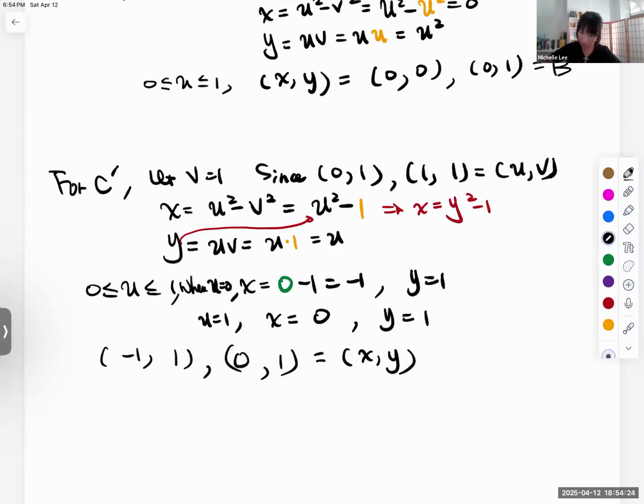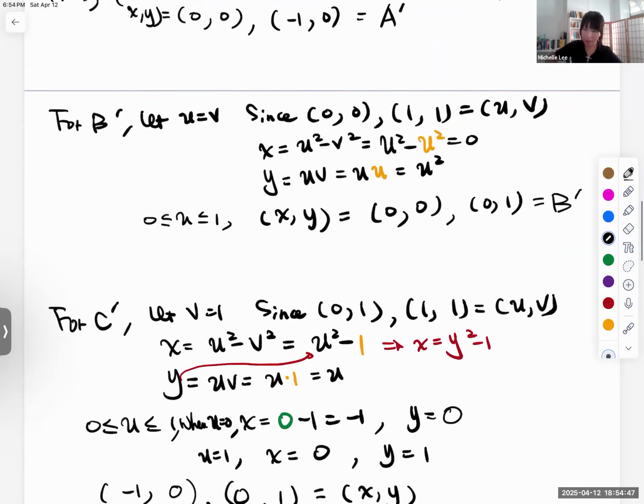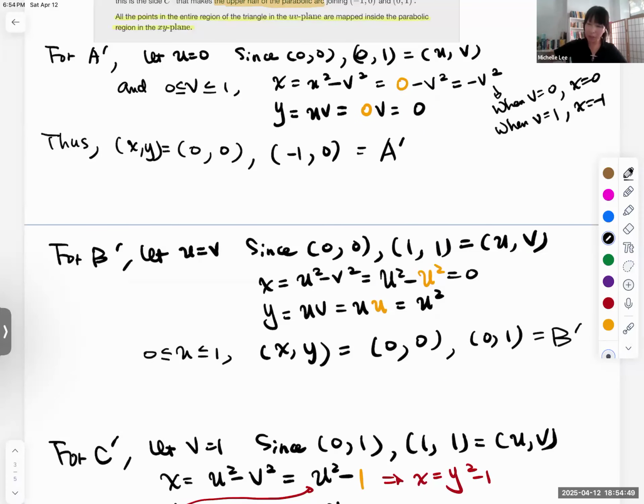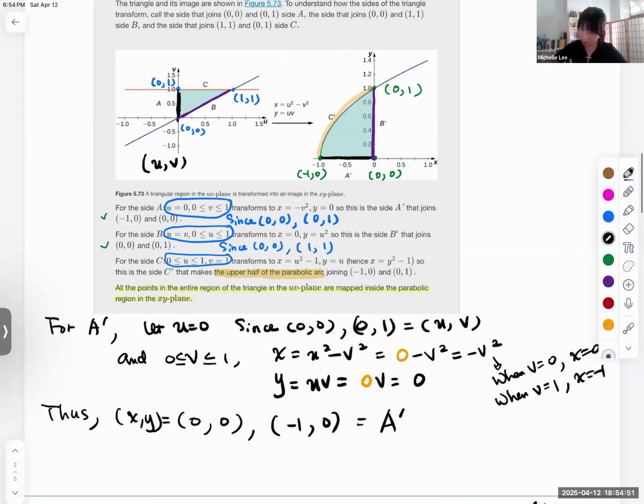Okay, so there is a mistake, right? When U equals 0, X is correct, but Y equals U, so this must be 0, right? So this must be 0, 0. Then we have negative 1, 0, 0, 1. Let's check that. Negative 1, 0, and negative 1, 0, 0, 1.